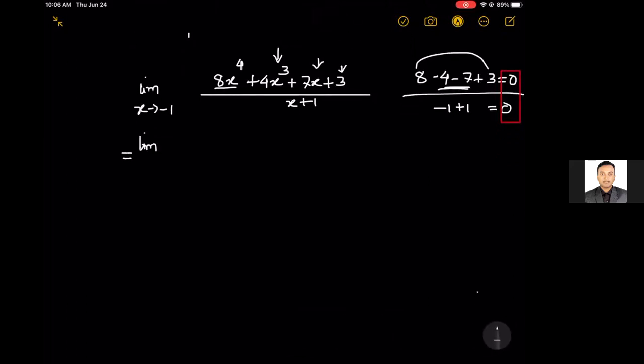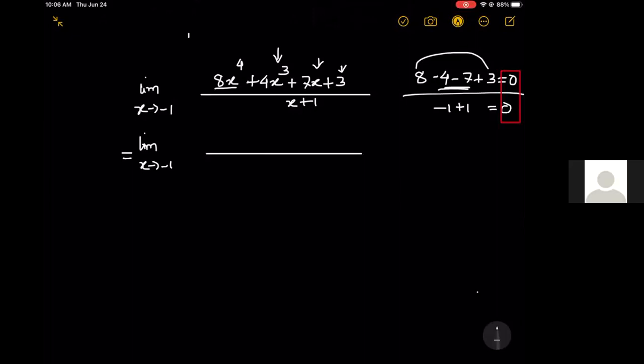Limit x tends to -1. What's the derivative of 8x to the 4th? This is actually easier than the previous problem, I believe. This is just power rule everywhere. It should be a straightforward one. What's the derivative? Yeah, go for it.